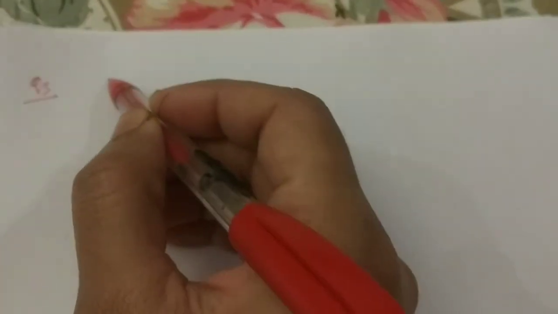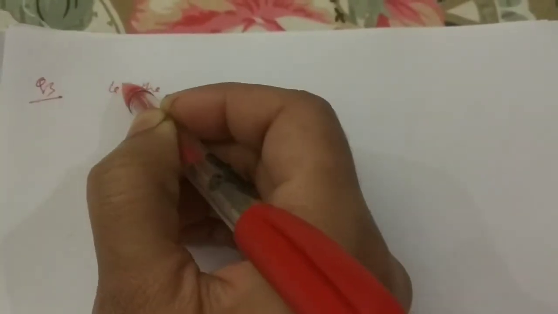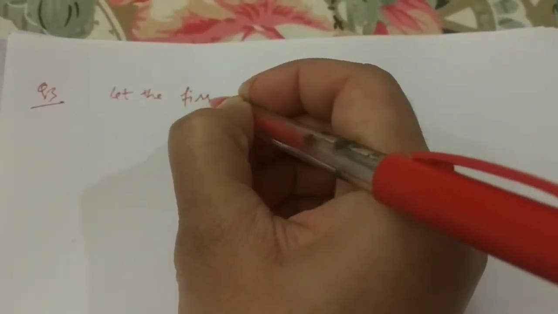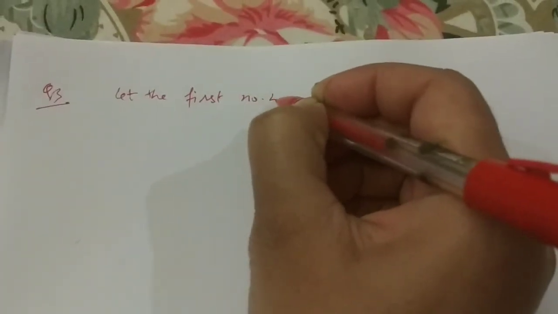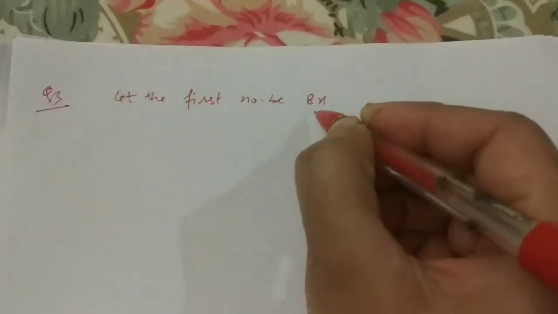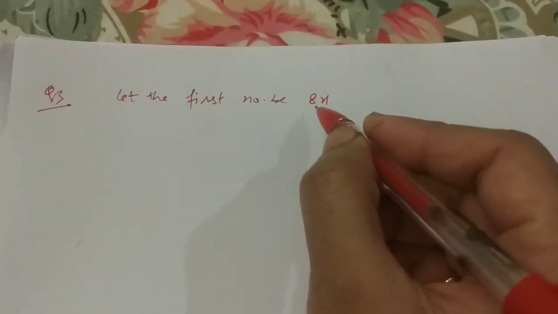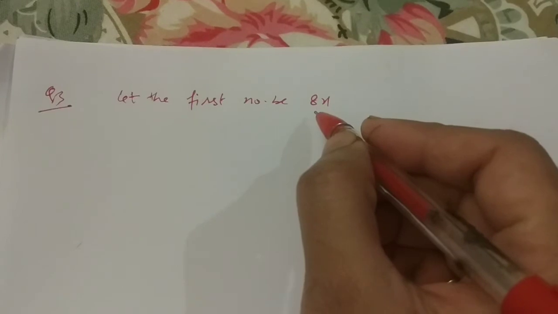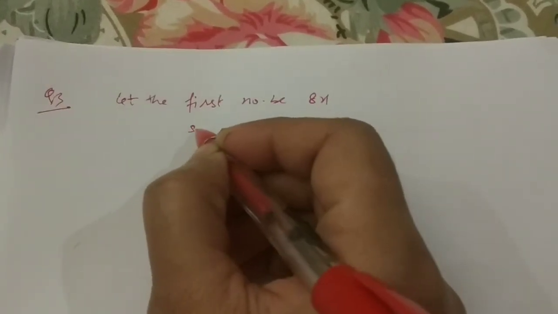Question number 3 is given as: the ratio of two numbers is 8:7. If 2 is subtracted from both the numbers, the ratio changes to 7:6. Find the numbers. So our first step would be, let the first number be 8x. Why? Because the ratio is given, which is 8:7. So the first number would become 8x and the second number would become 7x.